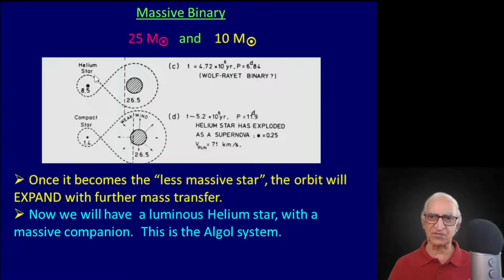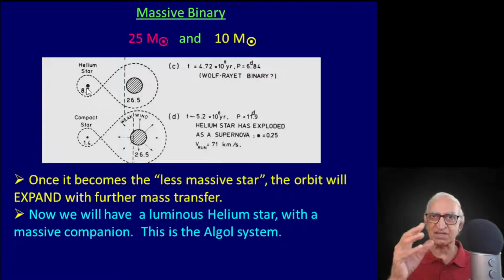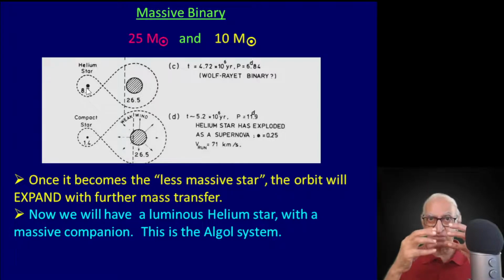So let me repeat in case it's confusing. You started out with a 25 solar mass star and a 10 solar mass star. The 25 solar mass star transfers mass till the two stars become of equal mass. But the primary star continues to transfer mass, and now the orbit, instead of shrinking, will expand because it's now the less massive star. Let this story continue till you have got rid of all the envelope, the entire hydrogen envelope, and you are left only with an extremely luminous helium core. Now this helium star will evolve very rapidly and soon explode, leaving behind a neutron star of the Chandrasekhar limiting mass. Therefore, the neutron star will have a mass of 1.4 solar mass.